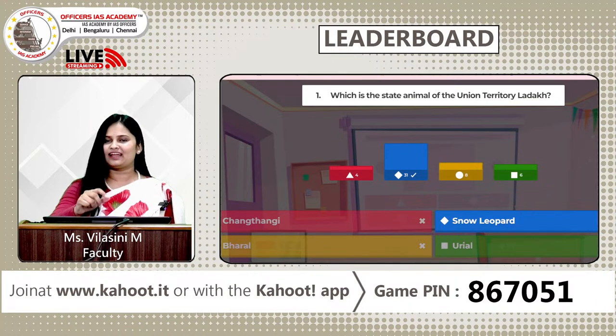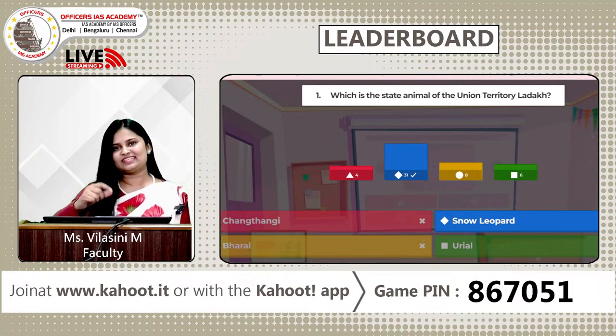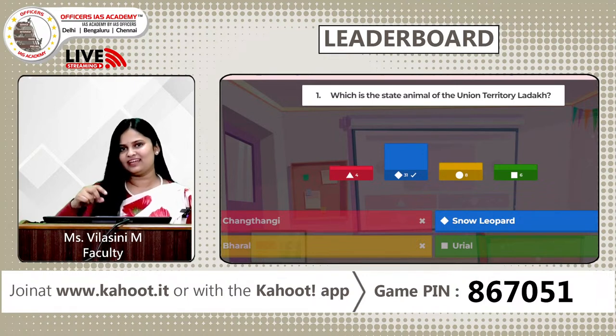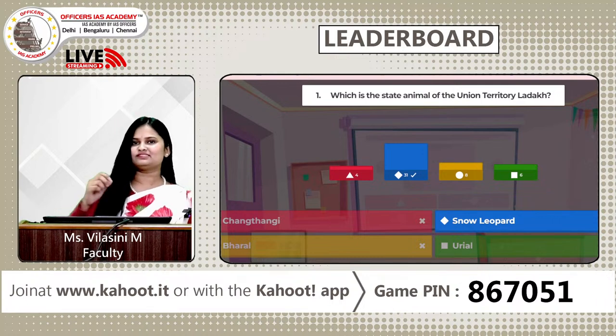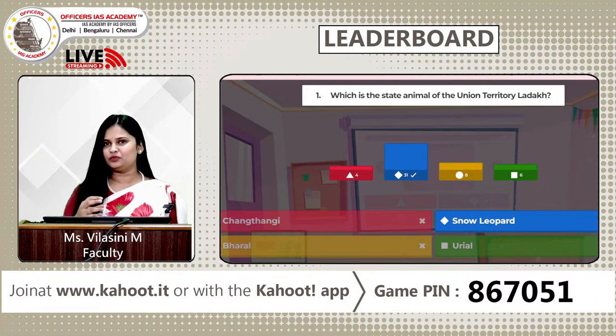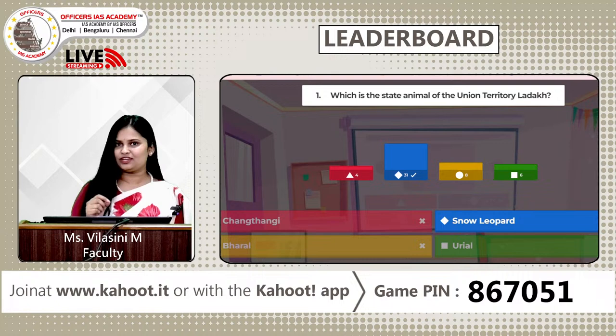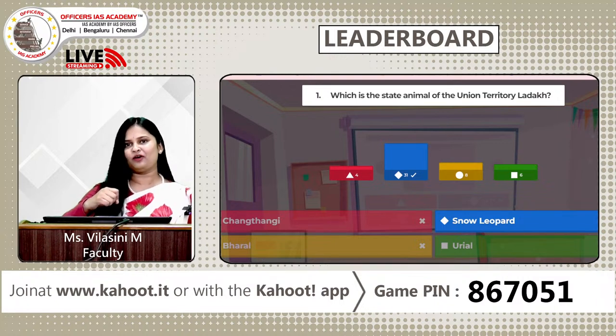So recently, Ladakh had come up with its own state animal and state bird. The state animal was Snow Leopard and the state bird is regarded as the black-necked crane. So let us understand few things about Snow Leopard. So Snow Leopard is a high-altitude cat. Fine. It is known for its unique white cream-colored skin. Apart from that, it is known for the unique rosette patterns which are there on its skin.